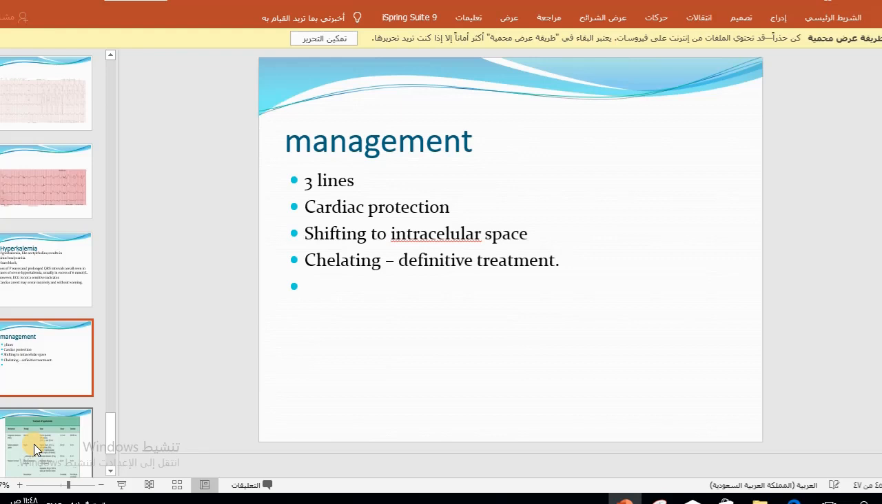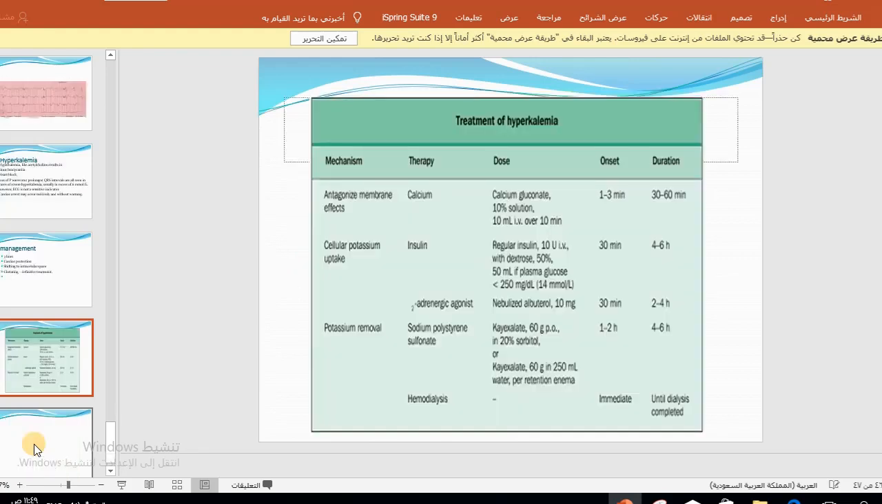So the management of hyperkalemia consists of 3 lines. First line, which is the most important and should be done while you are repeating your result to make sure whether it is correct or incorrect, is to protect the heart. The second is shifting potassium to its natural habitat, the intracellular space. And third is removal from the body, which is the definitive treatment. So how can we protect the heart? We give the antagonist of potassium, which is calcium gluconate, 10% solution, 10 milliliters over a 10-minute infusion. The onset of action starts within 1 to 3 minutes and it can continue up to 1 hour.